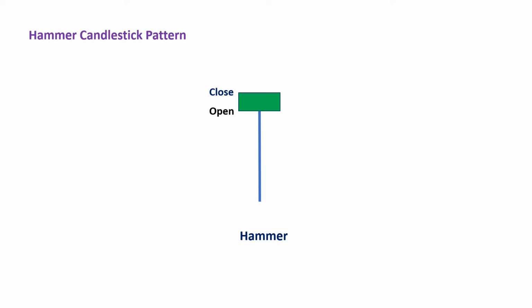This is complemented by an extensive lower shadow that is at least double the length of the body, often with a negligible or no upper shadow. The hammer signifies that buyers have stepped in after a downtrend, pushing the price up from its lowest point of the session. This action resembles a hammer striking a nail, indicating a potential reversal of the trend toward the upside.